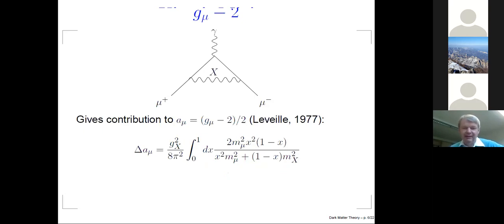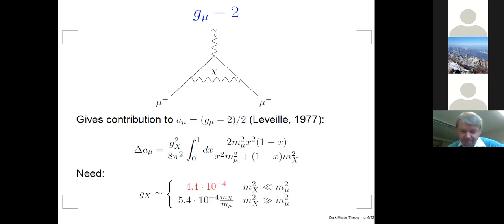Now, first thing we wanted to explain is the measurement of the anomalous dipole moment of the muon, and that goes very easily through this simple one loop diagram. So you have just an X boson exchange between the 2 muons. That has in fact been first calculated more than 40 years ago by Jacques Leveille. Result is given here, the simple one loop diagram. And in the 2 limits where the mass of the new gauge boson is either much larger or much smaller than the muon mass, you find that you need these values of the couplings to explain the measurement.